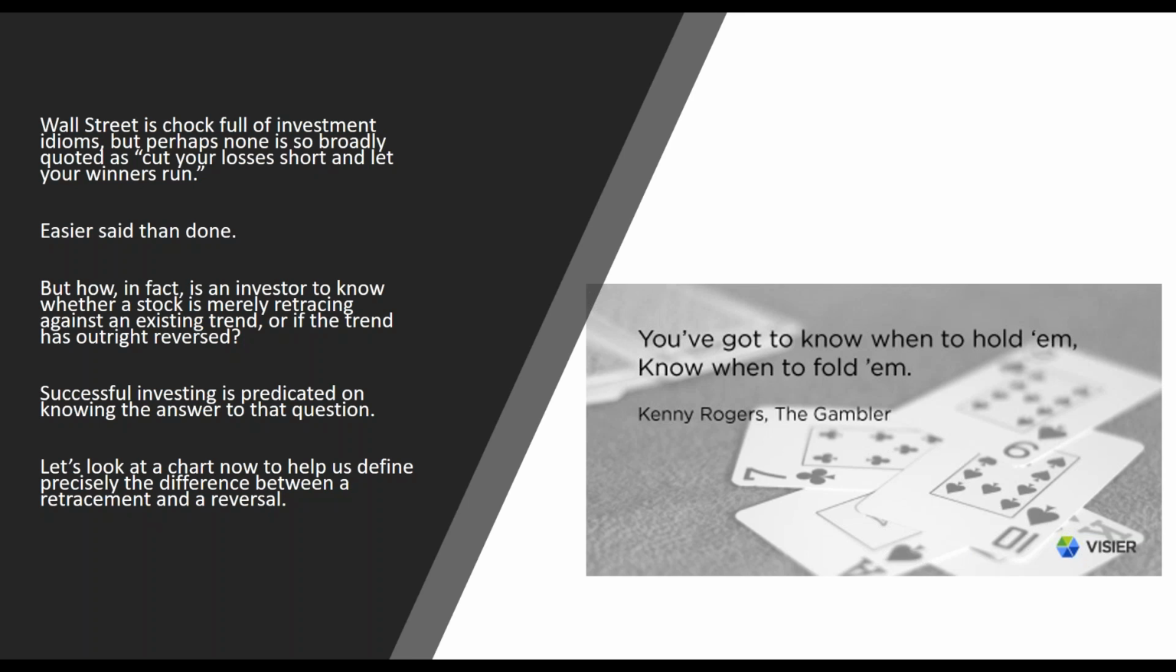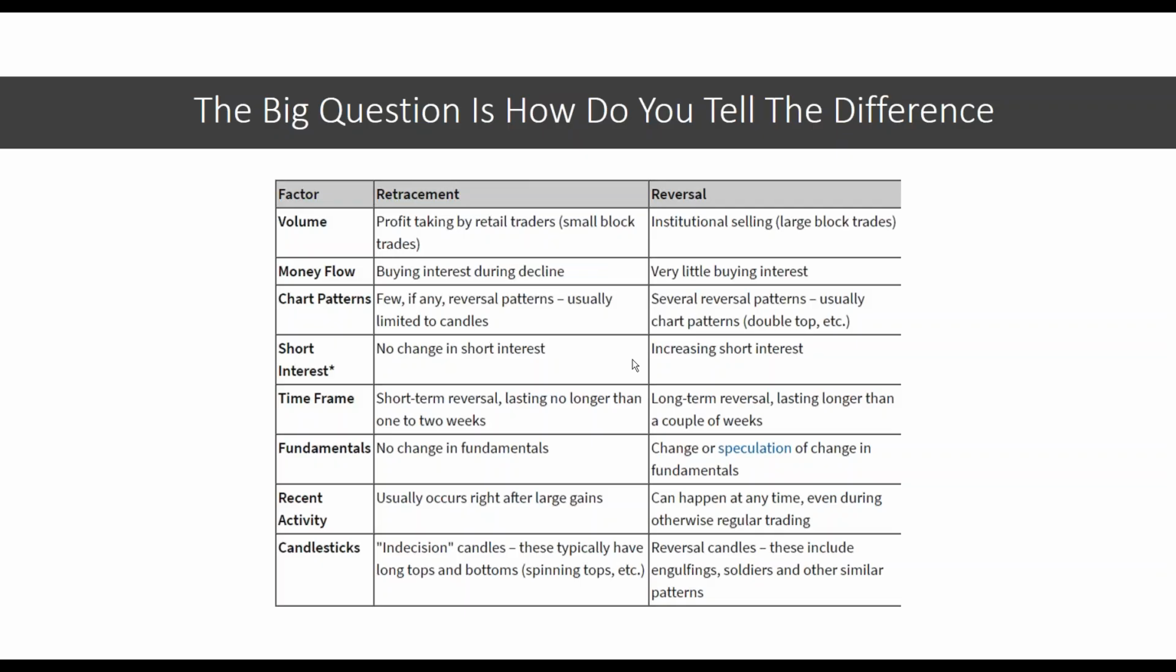But how, in fact, is an investor to know whether a stock is merely retracing against its existing trend or if the trend is an outright reversal? Successful investing is about knowing the answer to that question. So there are some things we want to look at, and we can set these in some type of a decision-making system. Okay. And we want to look at several things depending on what type of asset we're looking at. But the first thing we always want to look at is volume.